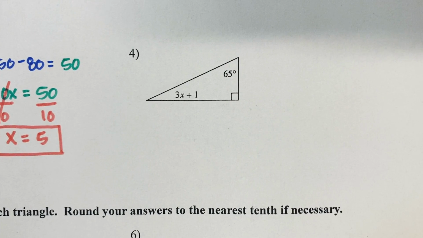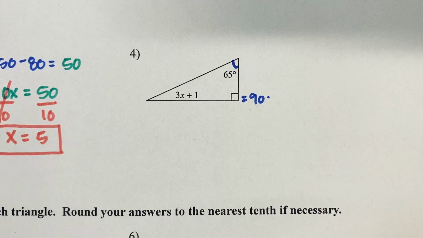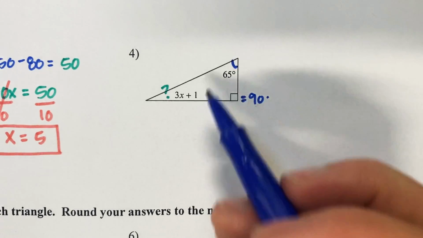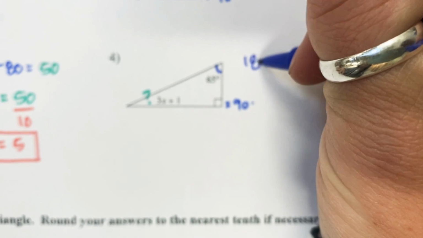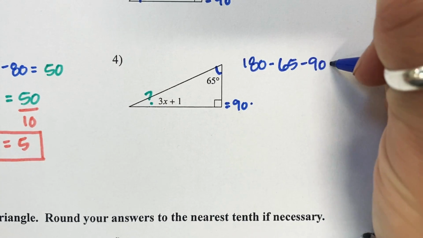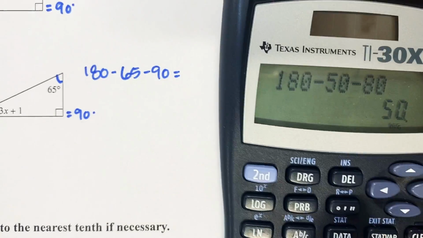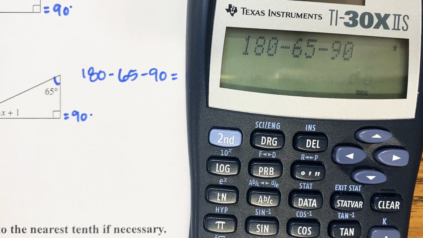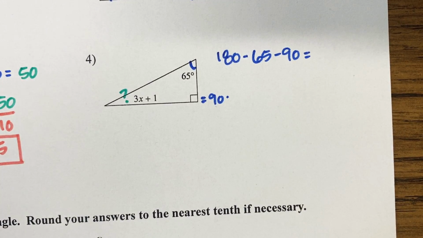Let's do the same thing for number 4. Let's identify the two angles that it gives us, the two angles we know. We know 65 and we know 90. We don't know this third angle with our equation in it, so we're just going to treat that like it's a question mark for now. Again, we're going to find that third angle by taking our total number of degrees, which is 180, and subtracting the two angles that it gives us, 65 and 90, in order to find that third missing angle. I got 180 minus 65 minus 90, and that's going to give me 25.